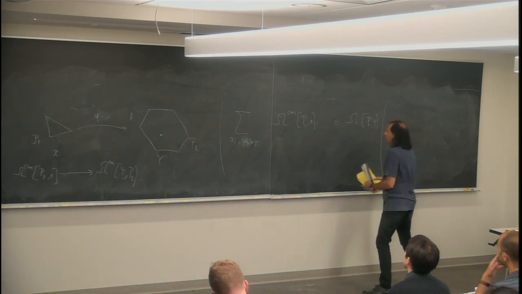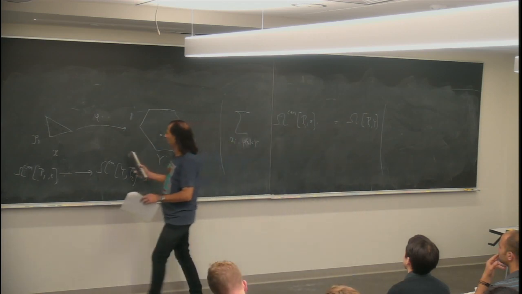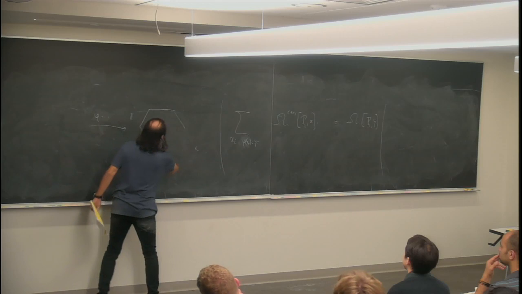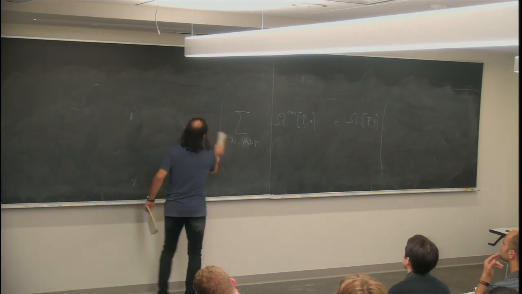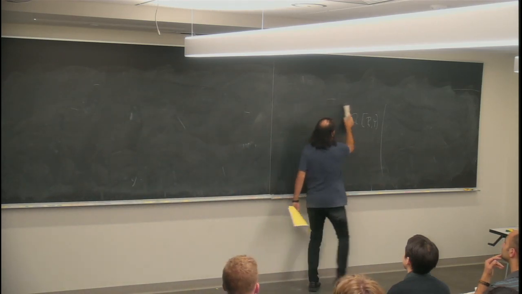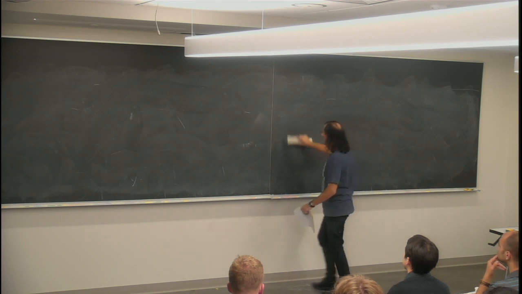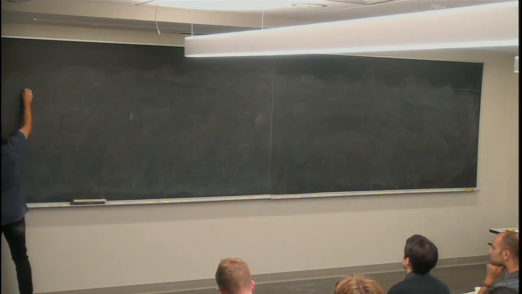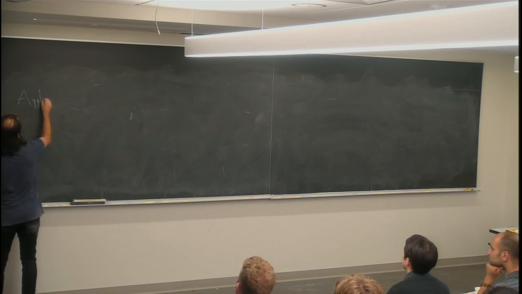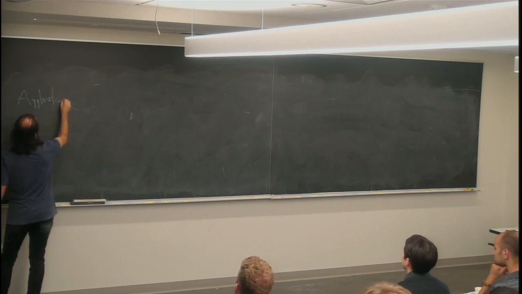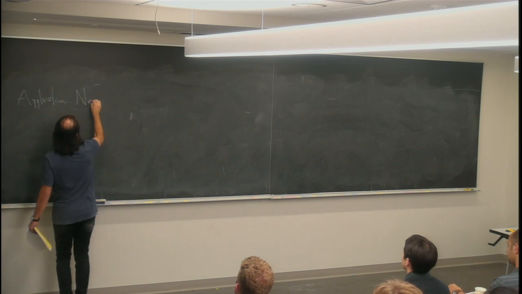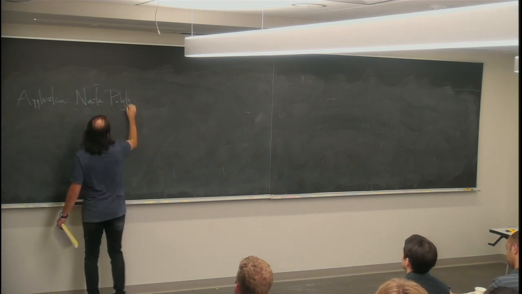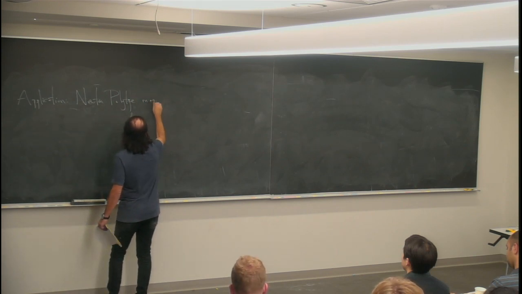Now, here's a very nice application of this. Application is what you can think of as the Newton polytope map. So let me just say very practically what it is.